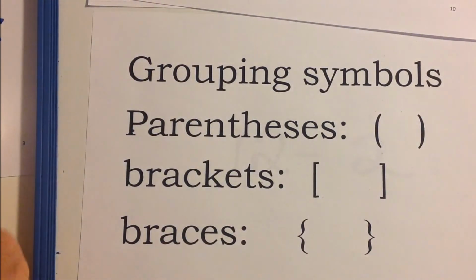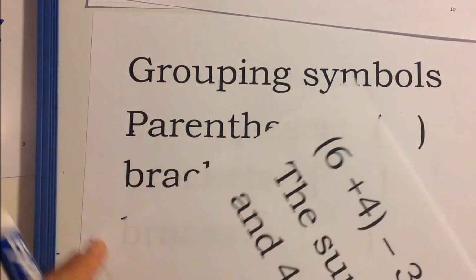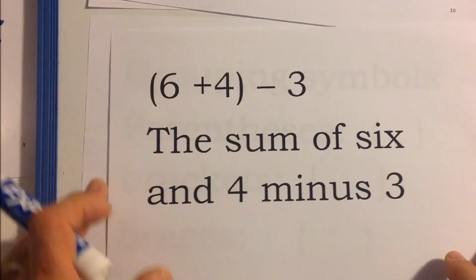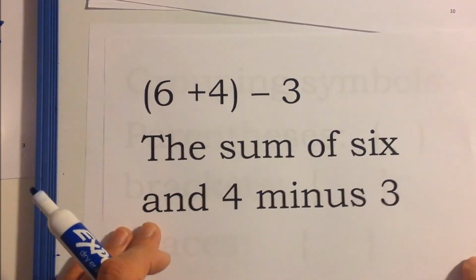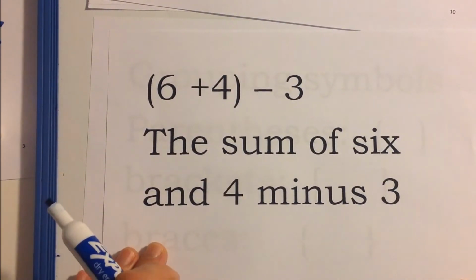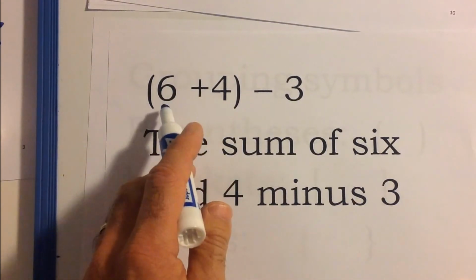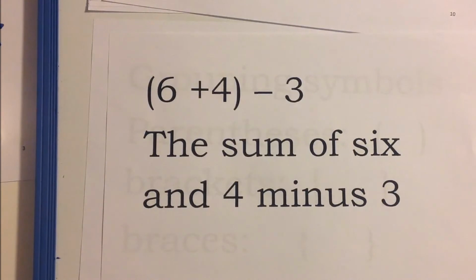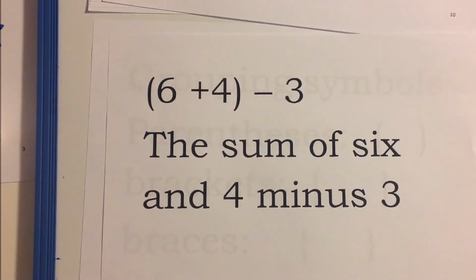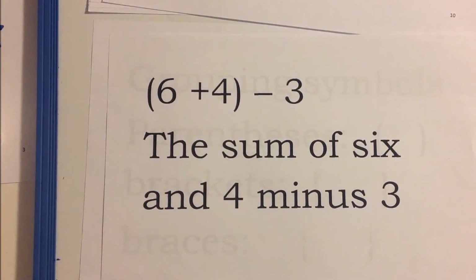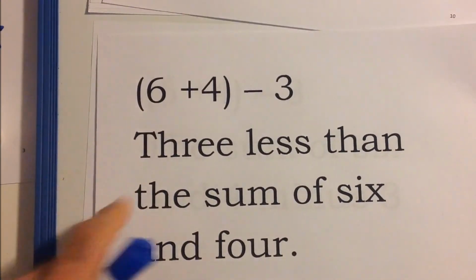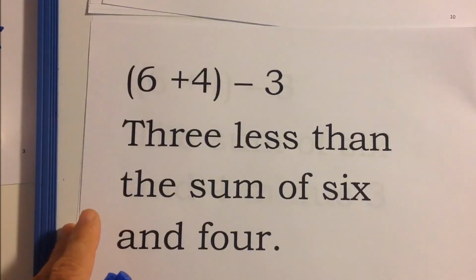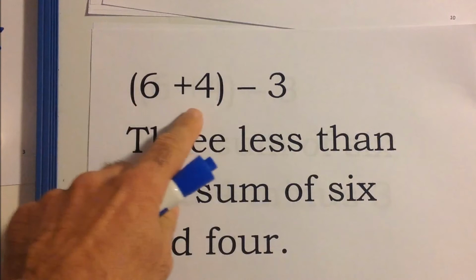So if we had a question like this, we have 6 plus 4 in parentheses. So this says the sum of 6 and 4 minus 3. Now, remember the word less than. This could also be 3 less than the sum of 6 and 4.